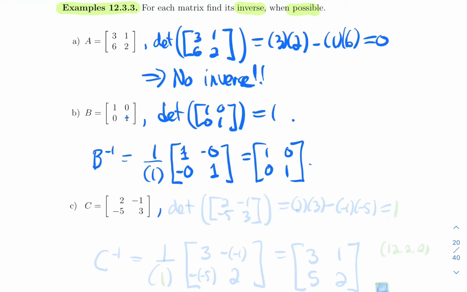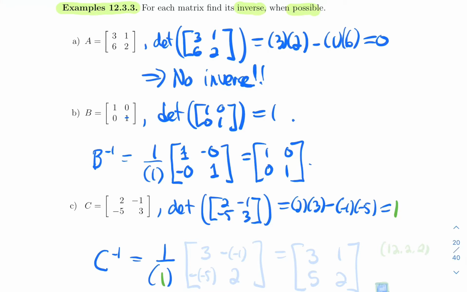Now for the last example, if you compute the determinant of C, so 2, minus 1, minus 5, 3, you're going to get 2 times 3 minus 1 times -5, which is simply 1. So if you're computing C inverse, you're getting 1 over the determinant, which is 1 here. Maybe I'll use color just to make it clear. So the 1 here, I'll put it in green so that you see where it comes from. Equal to 1, so it's 1 over 1.